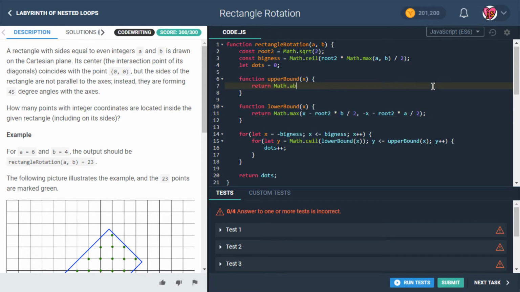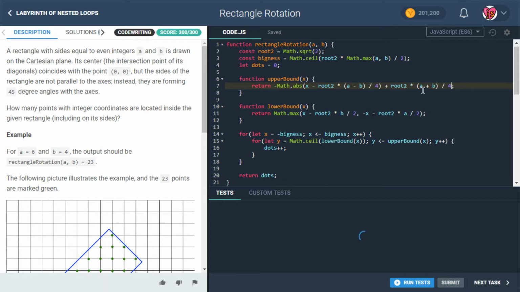Let's try it. Math.abs. Okay, math.abs is how we do absolute value. We know that it's being reflected in the x-axis because it's facing downwards. We also know that we want to translate it by how much? I think it was root 2 divided by 4 times something divided by 4. I think it was a minus b. So we'll see how badly I mess this up, and then we'll go from there. Plus root 2 times (a plus b) over 4. I think it was something like that. Let's try running that and see if it works.